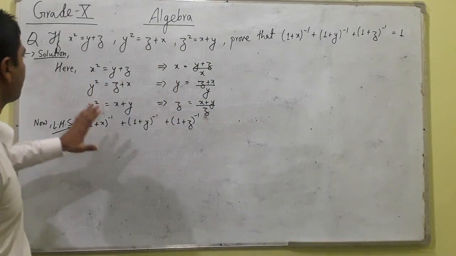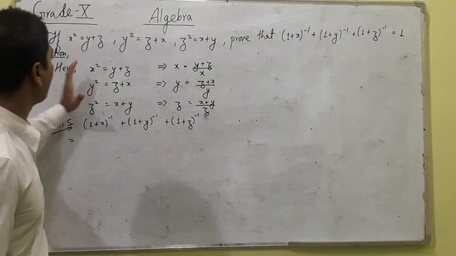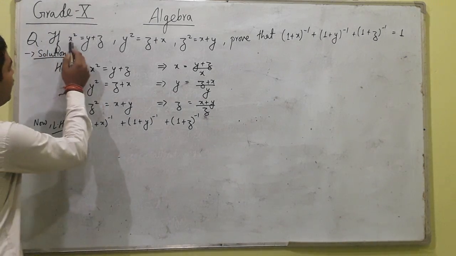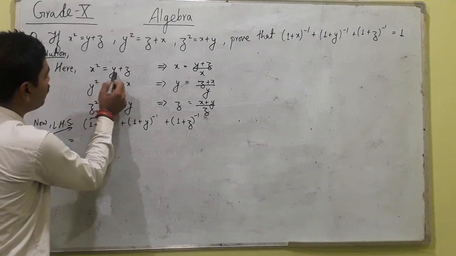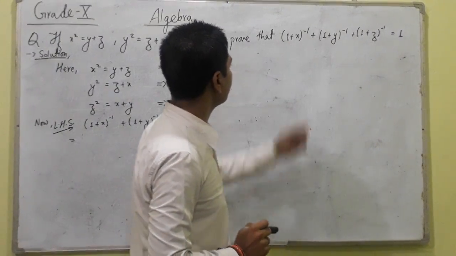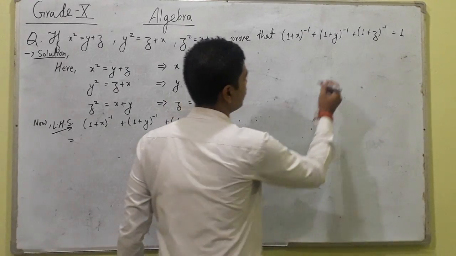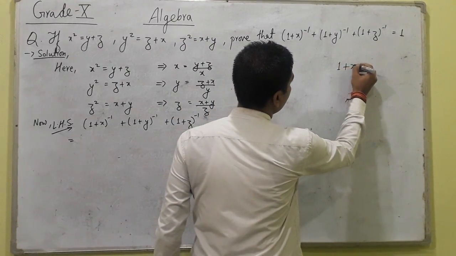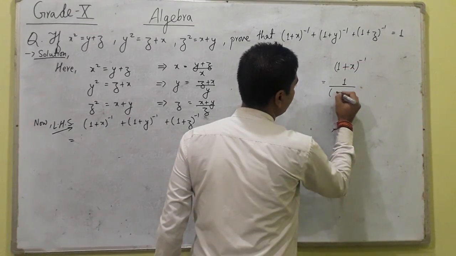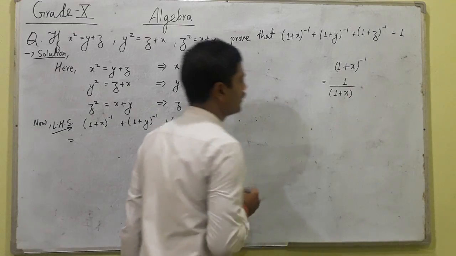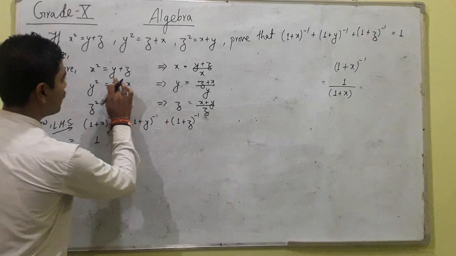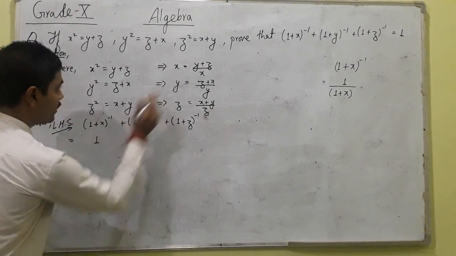will be equal to 1. And to save time, I have already written the given once again here on the board in the solution section. You can see the given is written as x square equals y plus z, and we are asked to find the value of 1 plus x to the power minus 1, or inverse. You can change it into 1 upon 1 plus x. I'm going to do the same thing here, and you'll understand why I have done this.